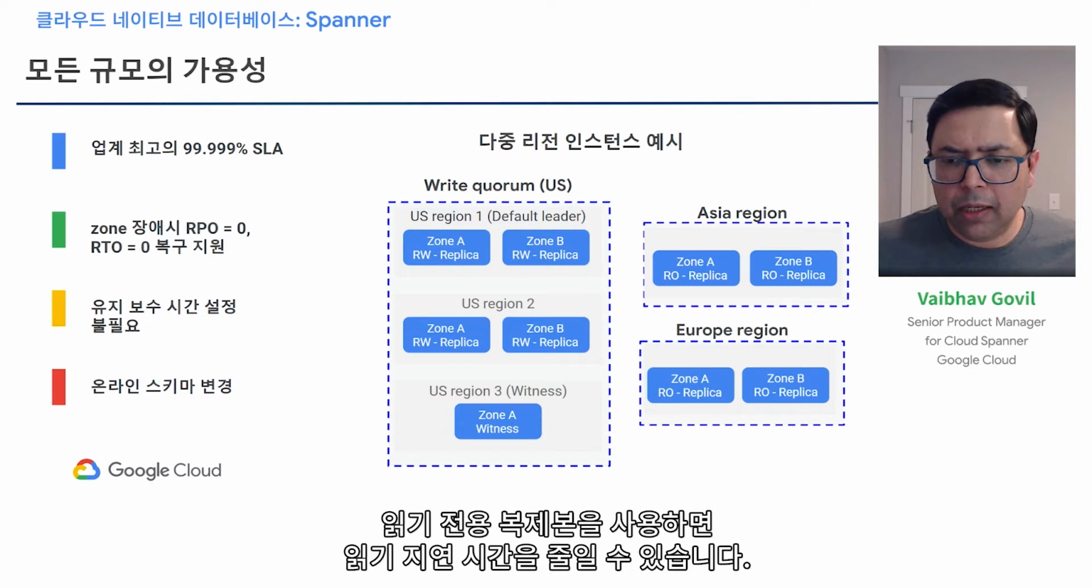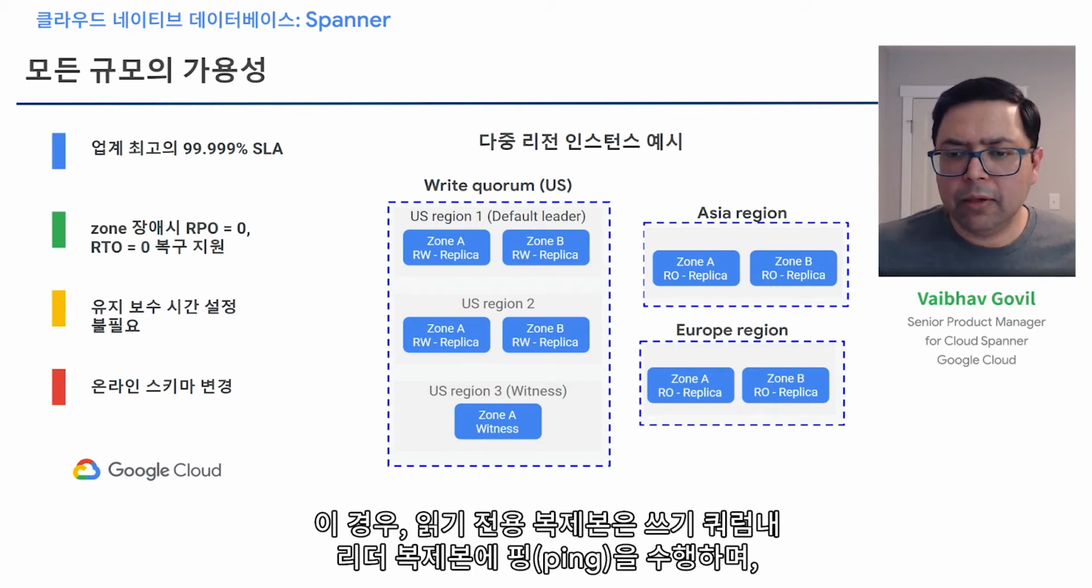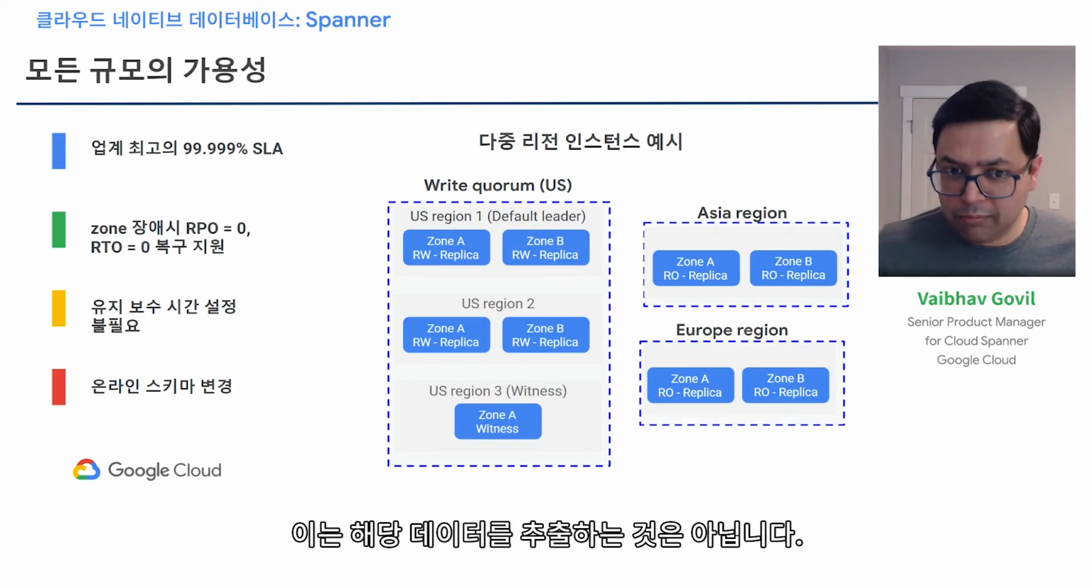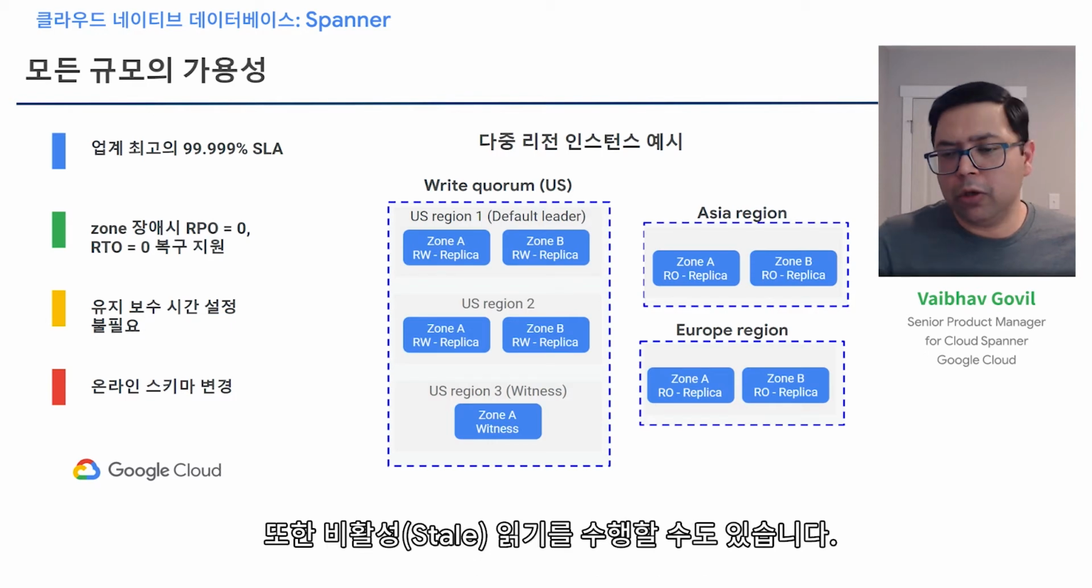With read-only replicas, you can get low latency reads. You have the option to do strongly consistent reads. In that case, the read-only replica has to consult the leader replica in the write quorum. It's just a ping, by the way. It's not like the complete data is extracted from the leader. It's just a ping to make sure that the read-only replica has the latest data. Or you can also do stale reads.